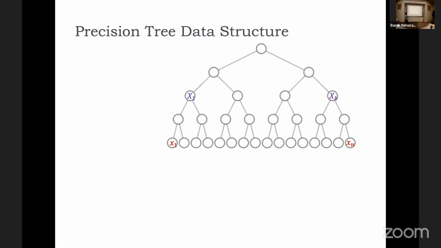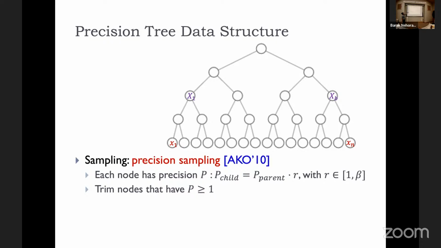Okay. And the idea here is to use something called precision sampling, and a generalization of what we call the precision tree data structure, which basically samples the tree in a particular way. It's not uniform. There is a notion of precision for each node, and it is defined recursively. The precision for a child is defined by some random number from 1 to beta, where beta is subpolynomial, and you treat the nodes where the precision gets too high.